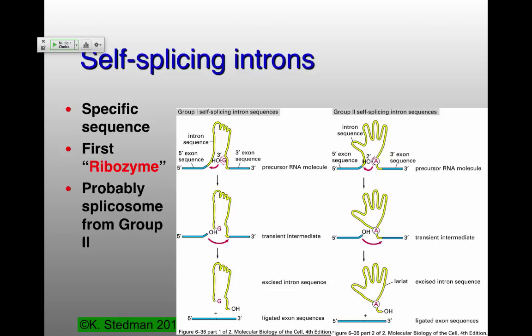So what you're saying is, if they could just self-splice, why bother having all the proteins? Because that gives it more specificity in how and where it splices?